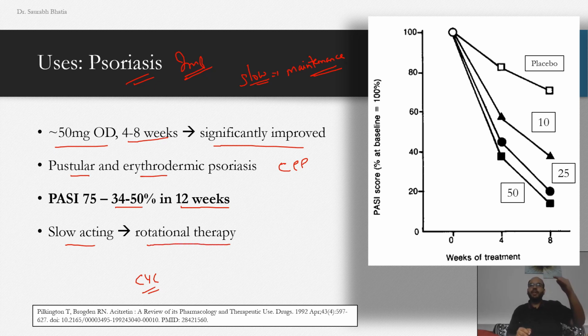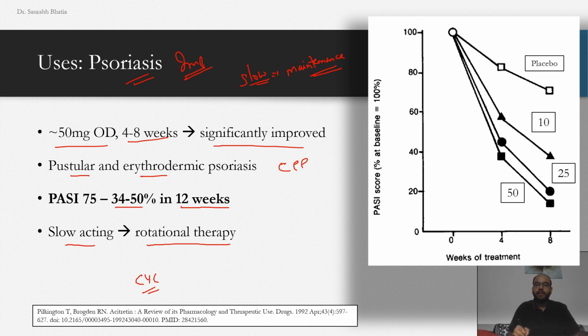Rotational means you keep on switching one modality with another, so that one single modality doesn't have a lot of side effects and the dose is limited. For example, you maintain the patient on methotrexate for a few months, then maintain on acitretin. So that is how you keep on rotating the modalities.